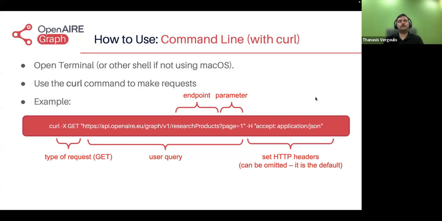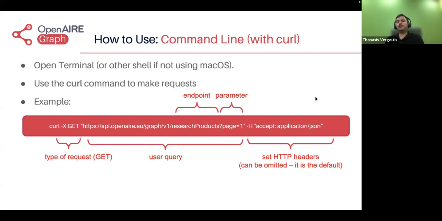Then we have the user query that consists of the base URL of the API, followed by the endpoint that we are interested to use. In this particular case, we would like to use the research products endpoint, followed by the parameters. In this case, we have only one, which is the page that we would like to get back. In case we had more than one such parameter, the parameters are divided with the ampersand delimiter.